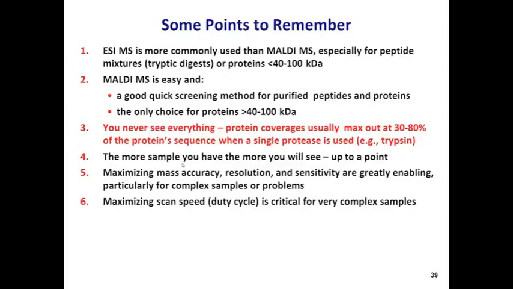Some points to remember are that ESI-MS is more commonly used than MALDI-MS, especially for peptide mixtures or small proteins. MALDI-MS is an easy, quick screen for purified peptides and proteins, and used to be the only choice for larger proteins, although the ability of ESI instruments to analyze larger proteins is continually evolving.